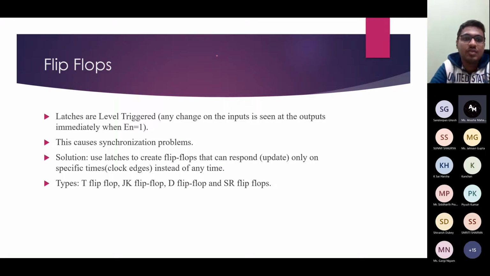Okay. Now we have another type of sequential circuit, that is called flip-flop. Basically, latches are level triggered. Any change on its input is seen at output only when enable is equal to 1. This caused the synchronization problem. The solution of this problem is that we can use flip-flop that can change its value only at a specific time, and that specific time is called the clock edge or the active edge. Basically, we have SR flip flop, D flip flop, JK flip flop, and T flip flop that we will see soon.